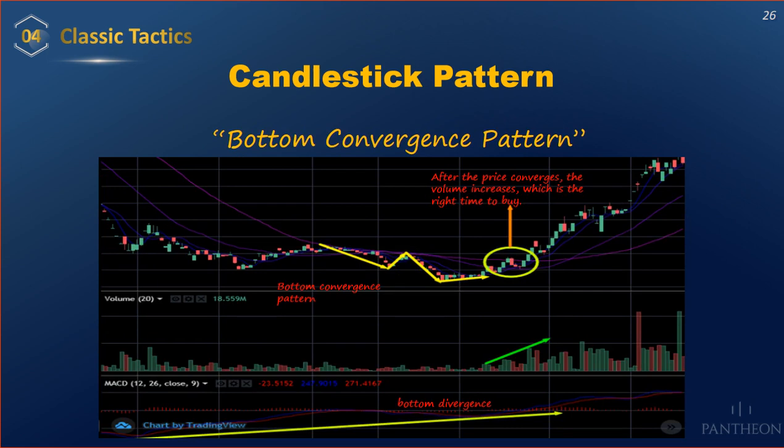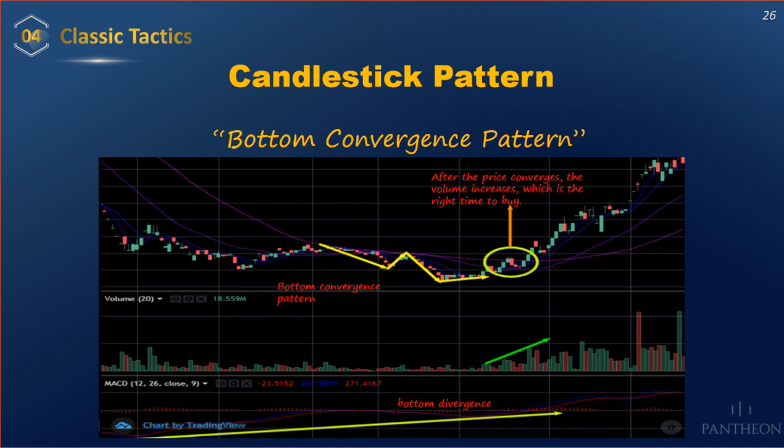So, as shown in the chart, this is one of the bottom convergence pattern charts that I chose to share with everyone. After the second bottom is formed, we can see a divergence between the stock price and the MACD indicator, which is over here. After the price converges, the volume increases, which is the right time to buy. This is the right time to buy, because after that it starts to rise.